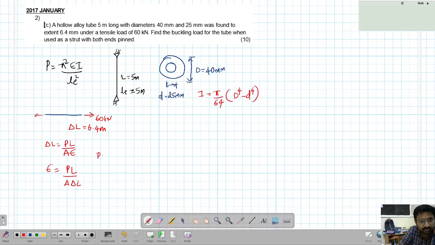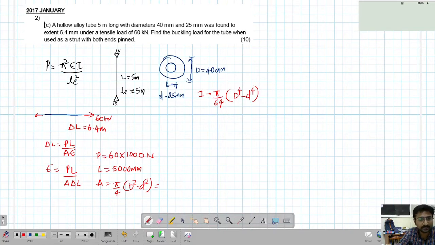Now what is the value of P? P is 60 kilonewton, so 60 into 1000 Newton. What is the value of L? The original length you have to take, not effective length. Here both are the same, so no confusion there. It is 5000 mm. Now you have to calculate the area, which is pi by 4 into capital D square minus small d square. Let's calculate this very fast.